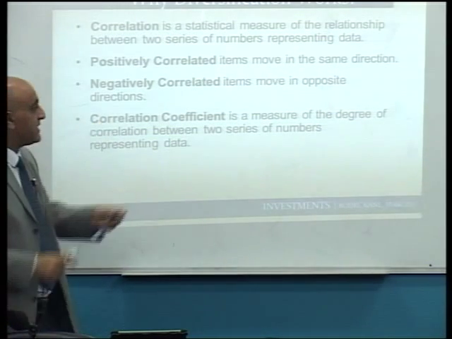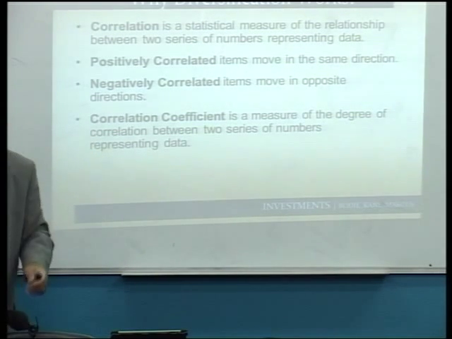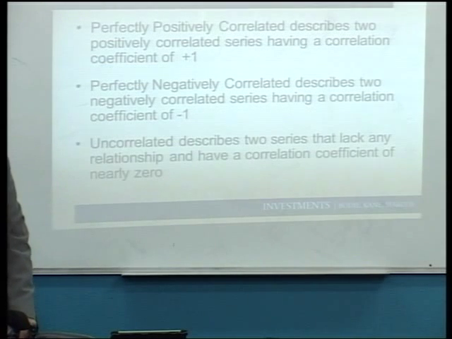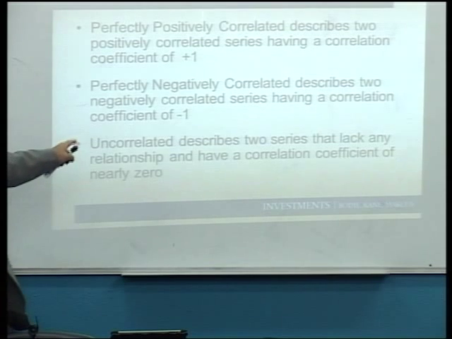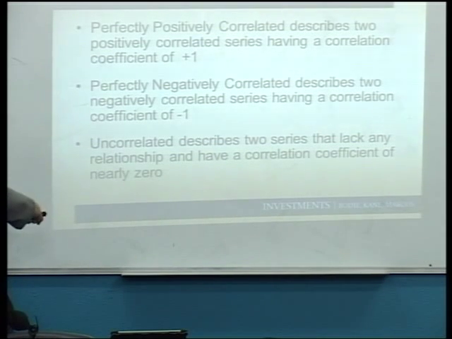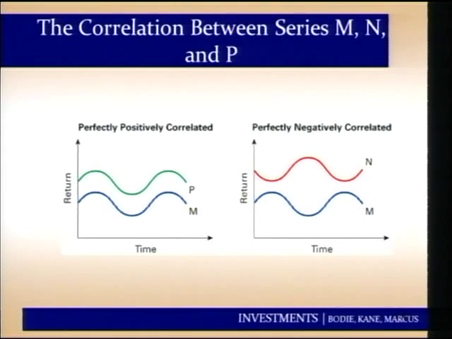So the correlation coefficient is a measure of the degree of correlation between 2 series of numbers representing the data. As explained, we have positive correlation, and we have negative correlation, and we have uncorrelated. For uncorrelated, the rho is 0. Okay? So look at here, this is positively correlated, moving together. Okay? This is perfectly negatively correlated. They move against each other. Okay?